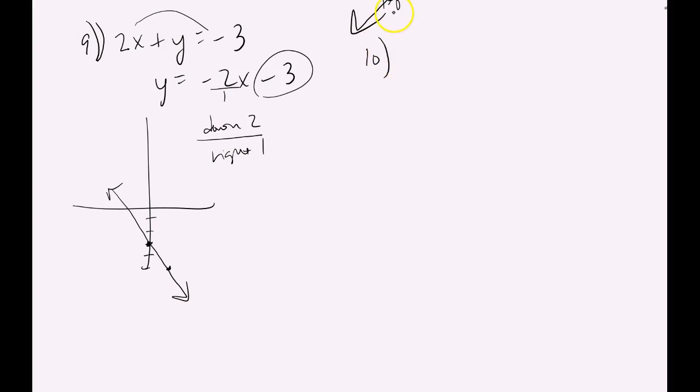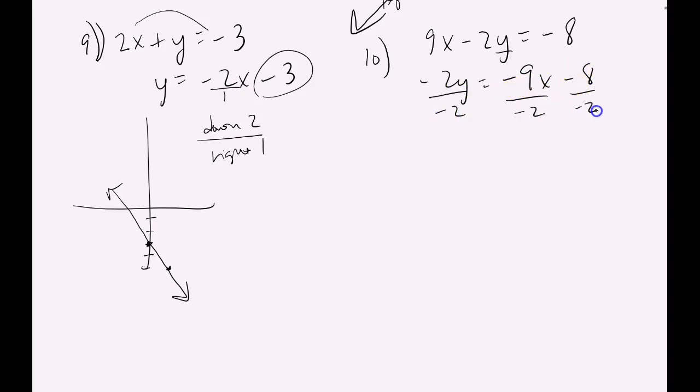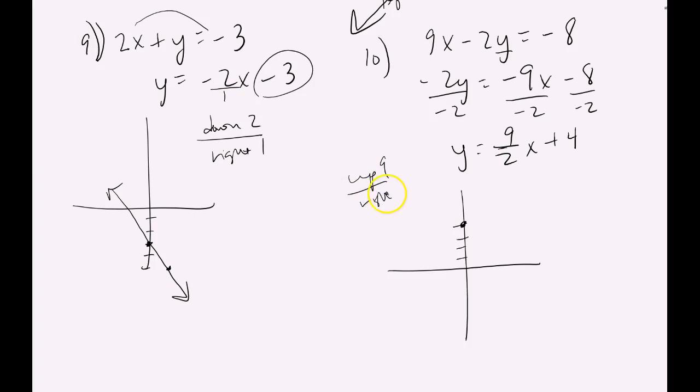Number 10, same thing. It is 9x minus 2y equals -8. You want that y by itself, guys. So start by subtracting the 9x over, and then you need to divide everybody by that -2. So you'll get 9/2 x plus 4. So when you go to graph it, you'll start at 4, 1, 2, 3, 4, and you will go up 9, right 2, up 9, right 2.